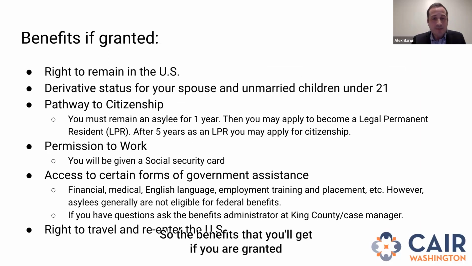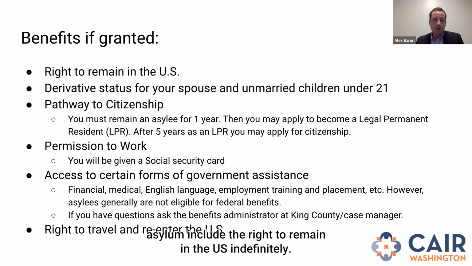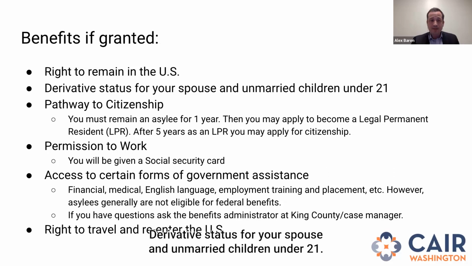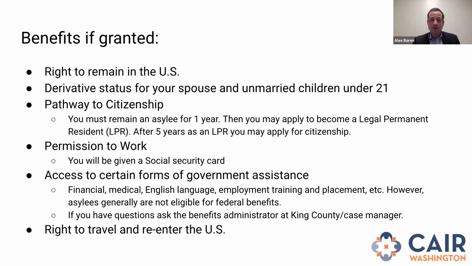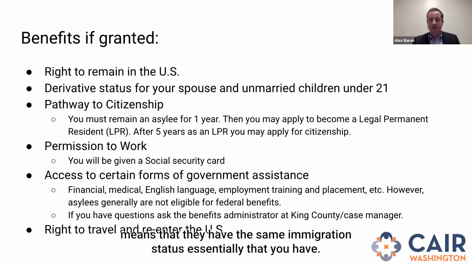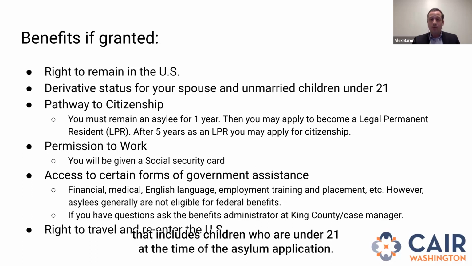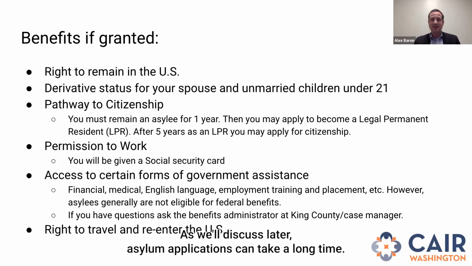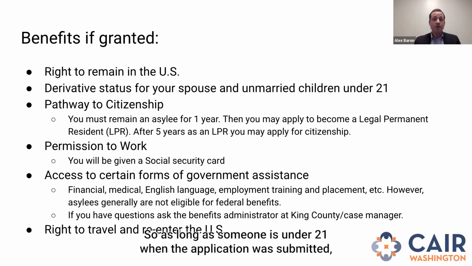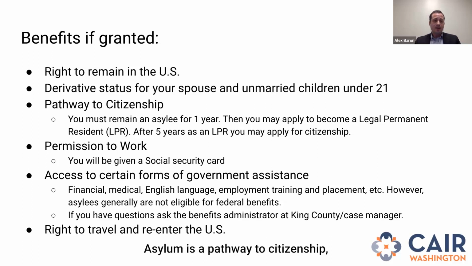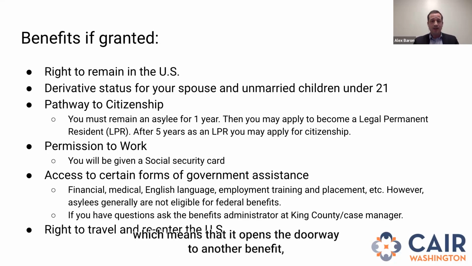So the benefits that you'll get if you are granted asylum include the right to remain in the US indefinitely, permanently, and derivative status for your spouse and unmarried children under 21. Derivative status means that they have the same immigration status essentially that you have. It's also important to note that that includes children who were under 21 at the time of the asylum application. As we'll discuss later, asylum applications can take a long time. So as long as someone was under 21 when the application was submitted, they can be included later if the application is granted.